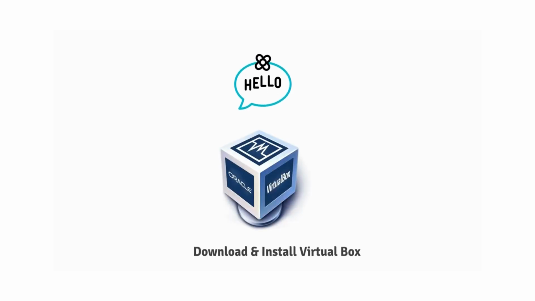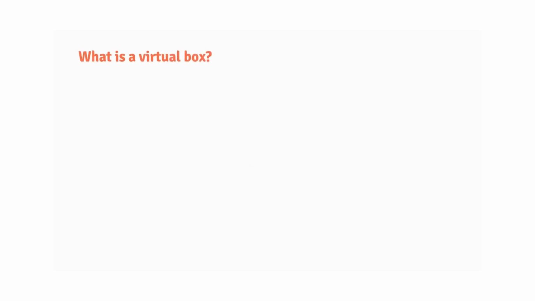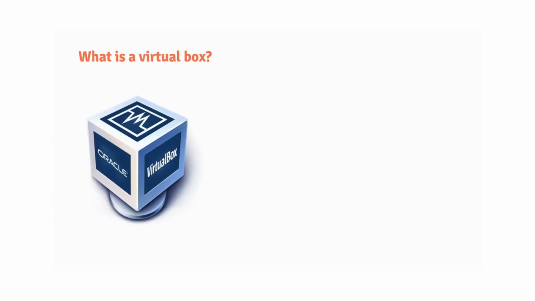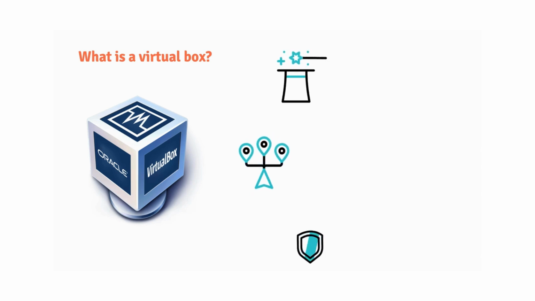In this lecture we're going to learn how to download and install VirtualBox. But first of all, what is VirtualBox? VirtualBox is a magical creation. It's software that grants you the power to run multiple operating systems on a single computer, just like a virtual playground. It lets you experiment, test and play with various operating systems within the safety of your existing setup.